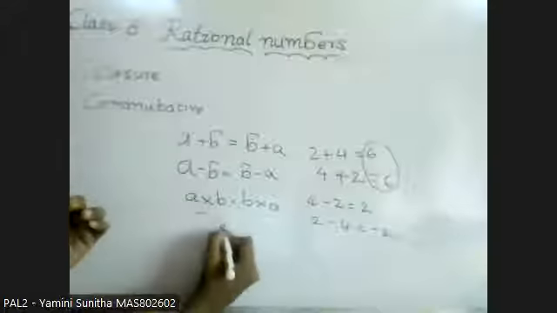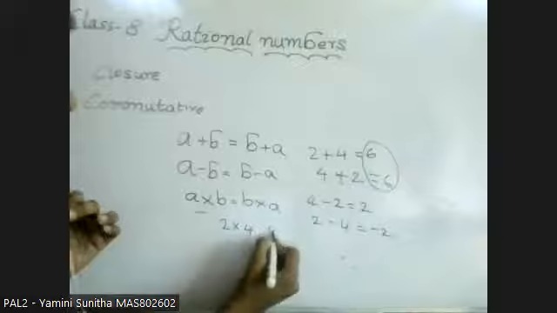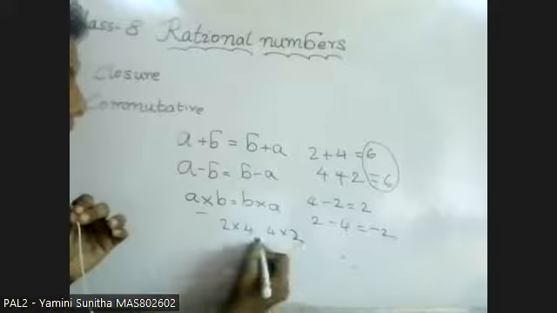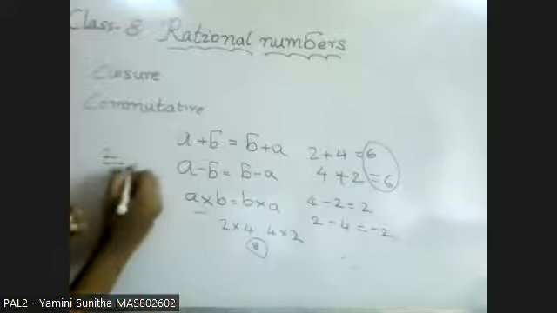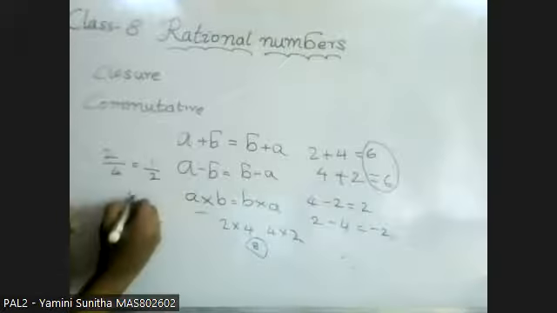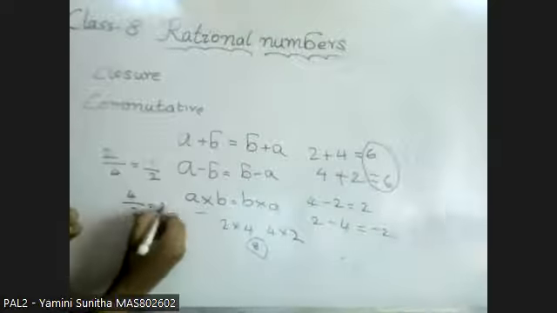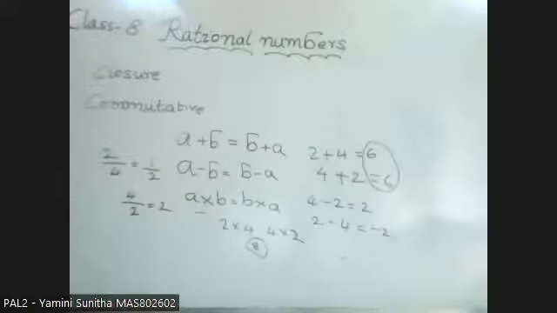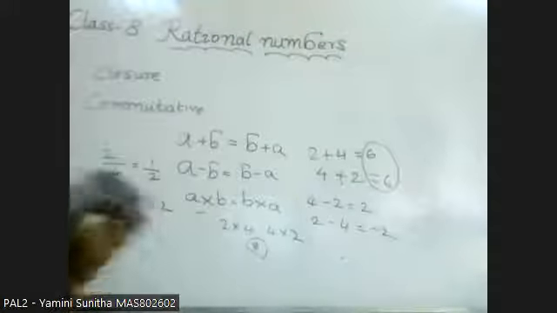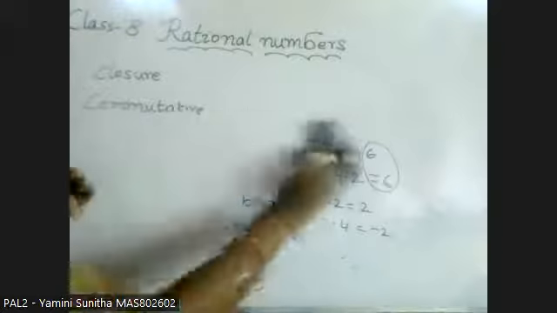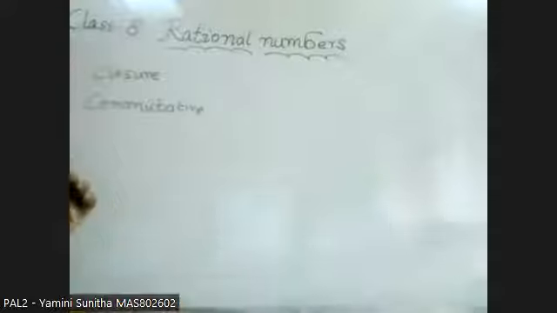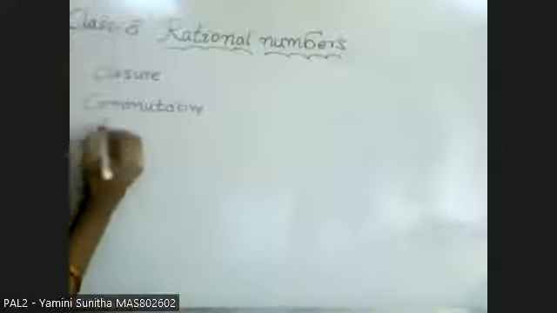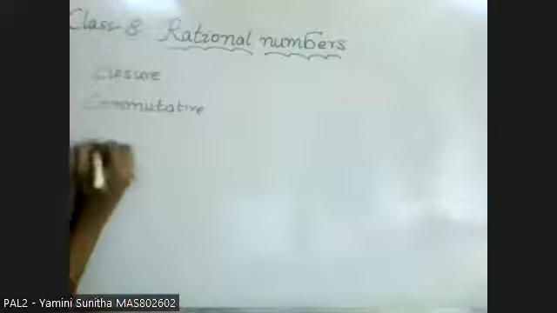And multiplication: 2 into 4 and 4 into 2, both results are 8 only, so it is applicable. And division: 2 by 4 is 1 by 2, while 4 divided by 2 gives 2. 2 and 1 by 2 are not the same. So according to the commutative property rule, it is applicable only to addition and multiplication. Next, associative property.